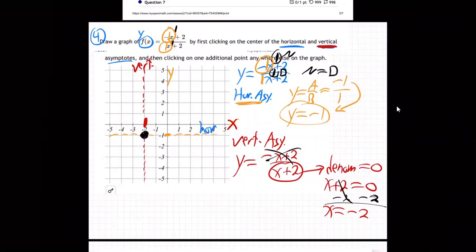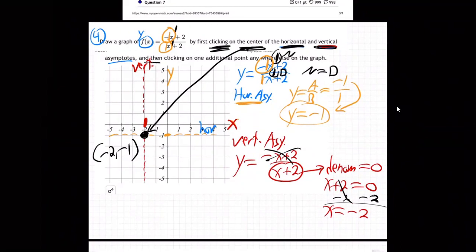At back 2 down 1. See what they say? By clicking the center of the horizontal and vertical. Okay, the center is that point right there. That's like the center of the crosshairs. The center of the 2 asymptote lines is at back 2 down 1, isn't it? Back 2 down 1. So click there first. It sets up the center of the asymptote lines for you on the graph.